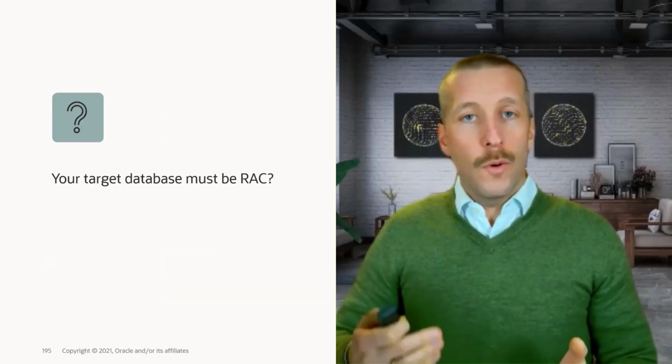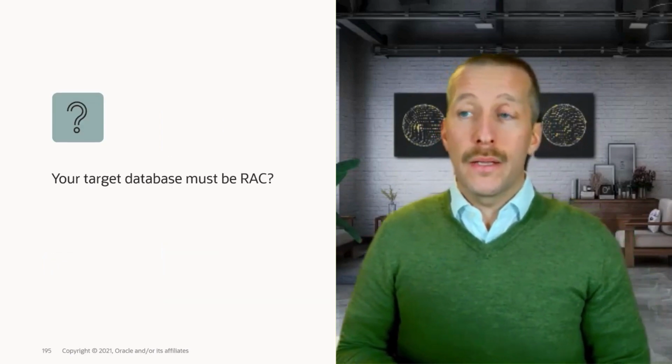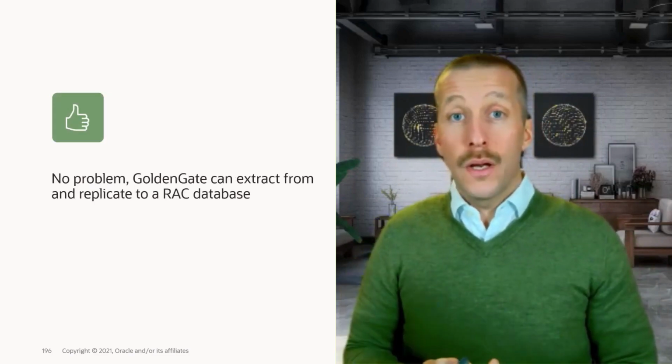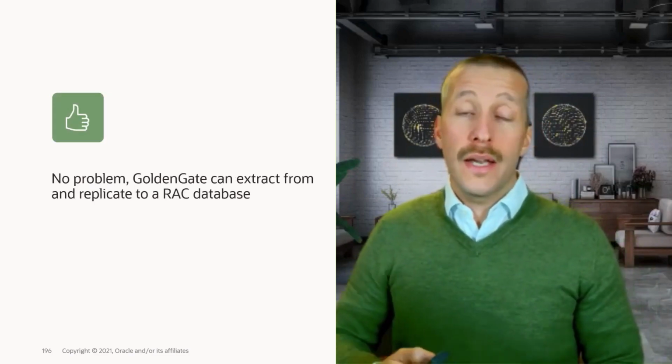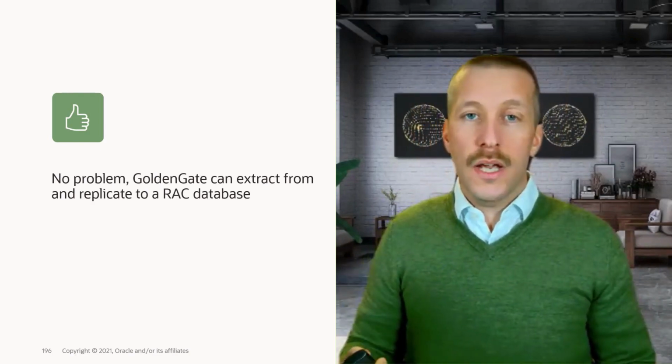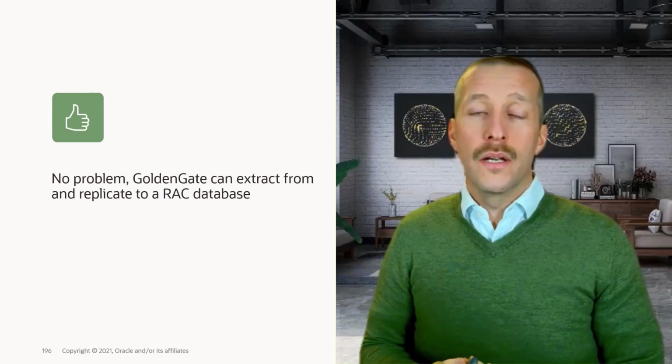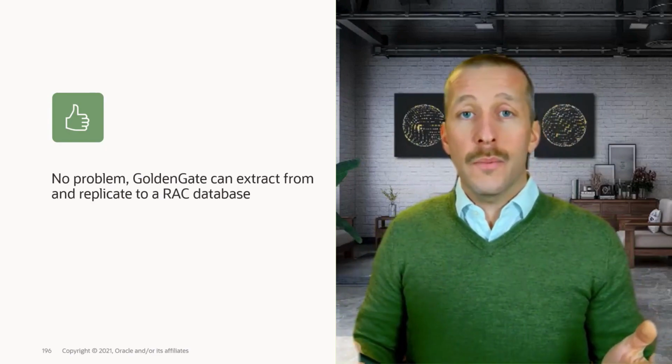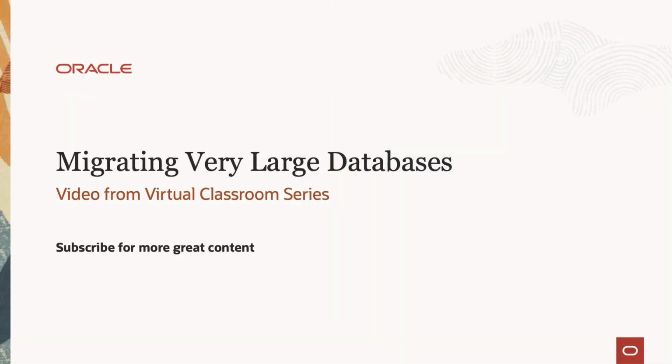What about RAC? What if your target database must be a RAC database? That's not a problem, because Oracle GoldenGate can connect to a single instance database or a RAC database. It just doesn't care. All it needs is a SQL*Net connection to the source and target database. Whether it's RAC underneath, that doesn't matter.